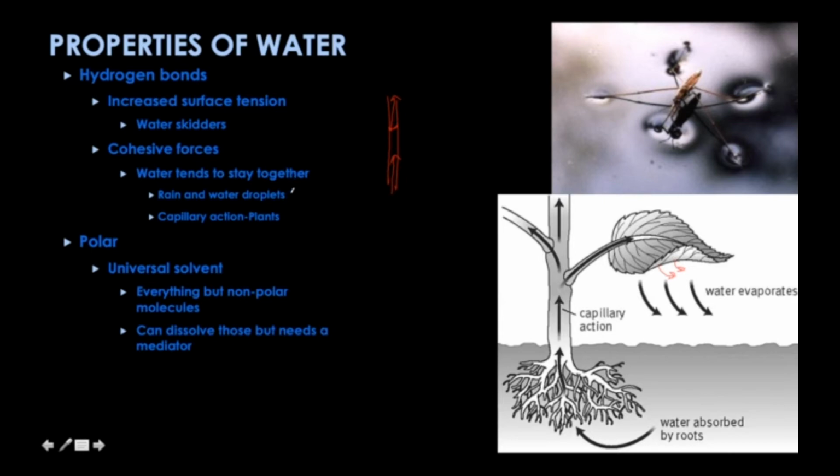This is also why we have rain that forms. Water wants to stick together, so whenever it gets close to each other, it sticks together in the clouds, forms water droplets, and then those fall to the ground.